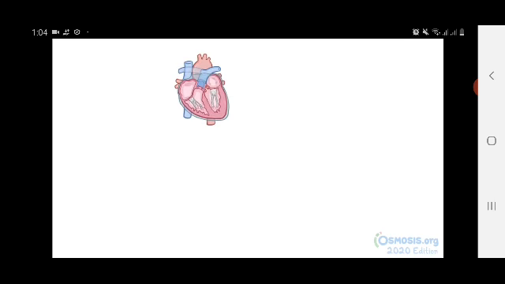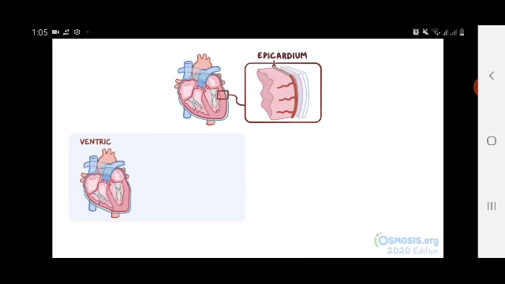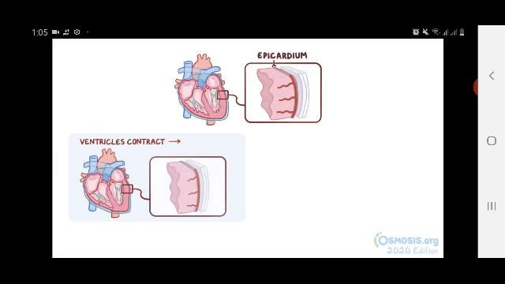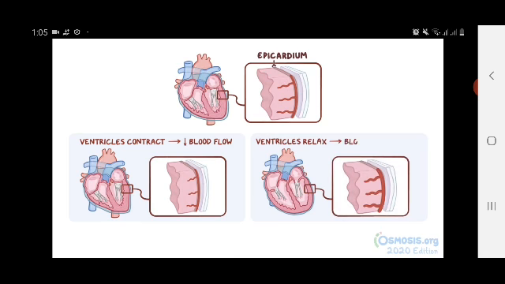Now, the coronary arteries and their main branches lie in the epicardium, or the outer layer of the heart wall, and they send branches inward to supply the myocardium. So when the ventricles contract during systole, they compress the coronary circulation, which causes a brief period of occlusion and reduced blood flow. On the other hand, when the ventricles relax, or diastole, the compression upon the coronary circulation is relieved, and blood flows readily.